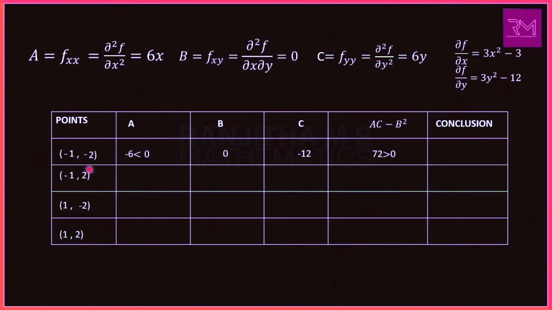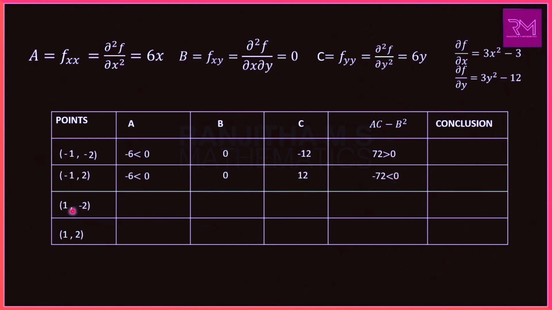In the similar way we find the values for (-1, 2), (1, -2) and (1, 2). For the next point, substitute x as -1 and y as 2. A is 6 times x, which is -6, less than 0. B is 0 itself, since there are no x and y values. C is 6y, so substituting y as 2 gives 12. Next, AC minus B square: A is -6, C is 12, hence we get -72, which is less than 0.